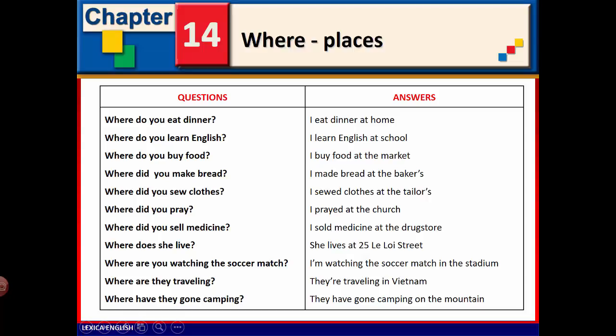Where do you eat dinner? I eat dinner at home. Where do you learn English? I learn English at school. Where do you buy food? I buy food at the market. Where did you make bread?